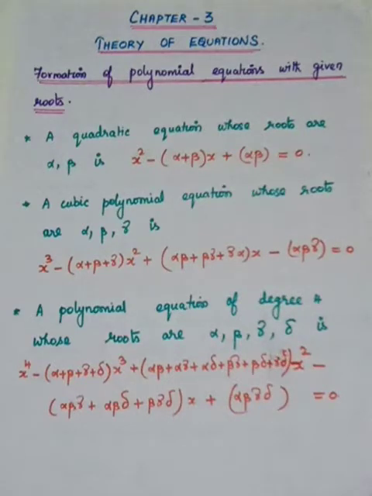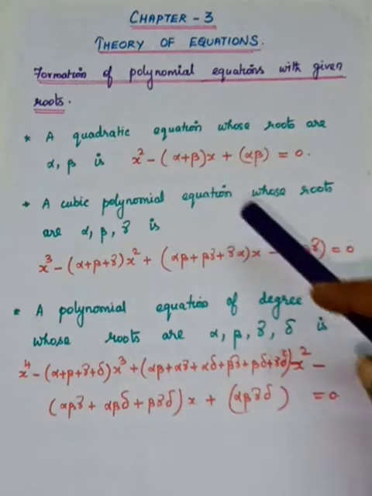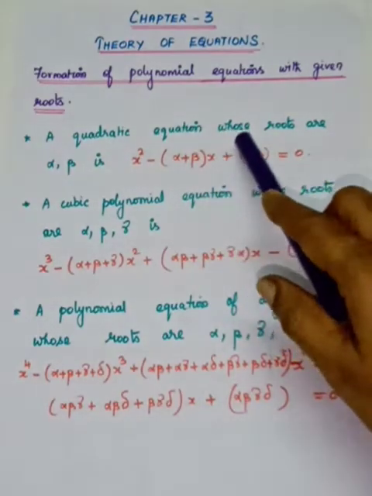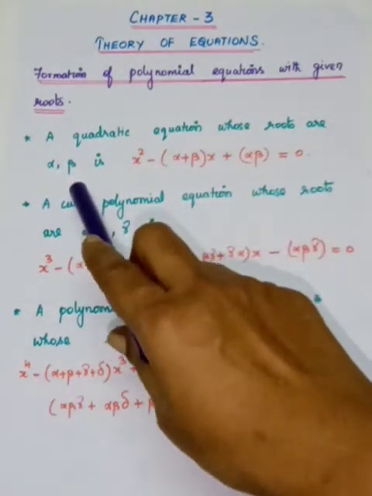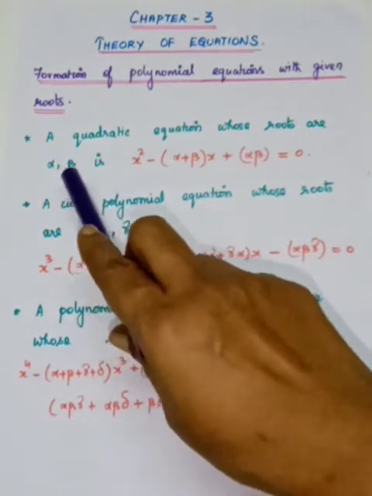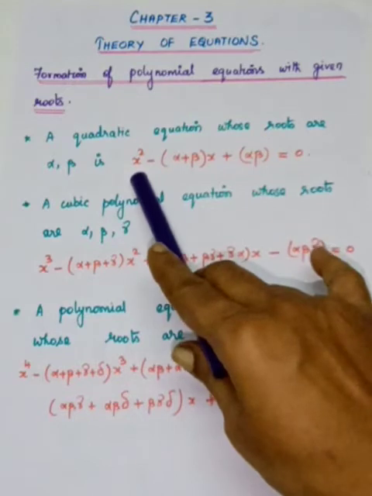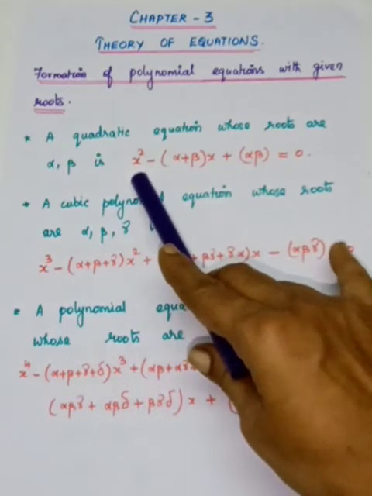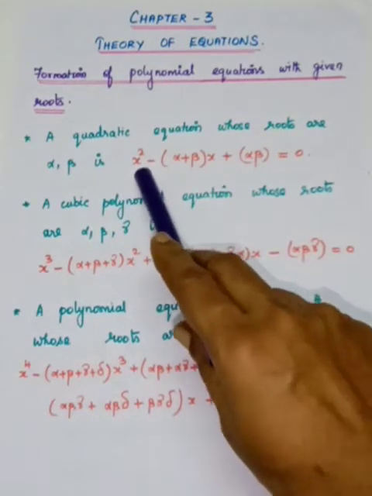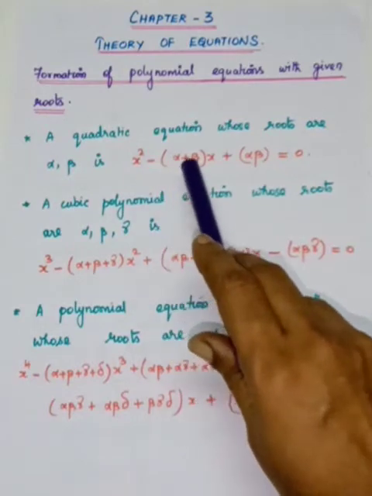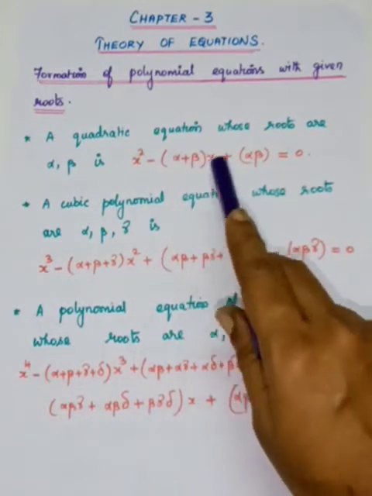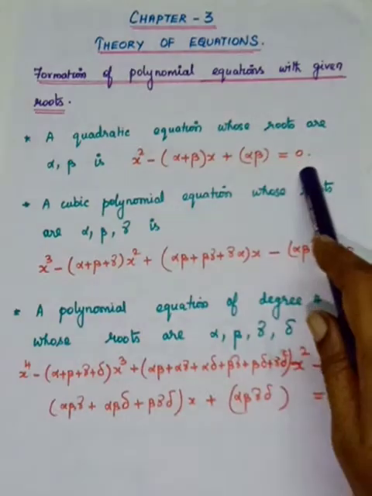So, on that, the first topic is formation of polynomial equations with given roots. First one, a quadratic equation. The quadratic equation whose roots are alpha, beta. How, using the roots, can we write the quadratic equation? It is x squared. Quadratic equation means it's a polynomial of degree 2. So it is x squared minus sum of the roots into x plus product of the roots is equal to 0.